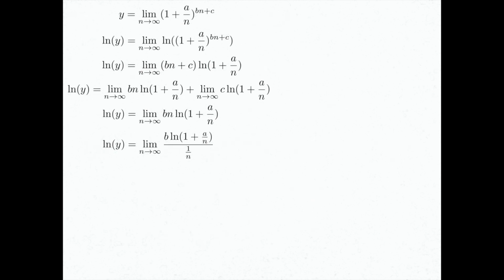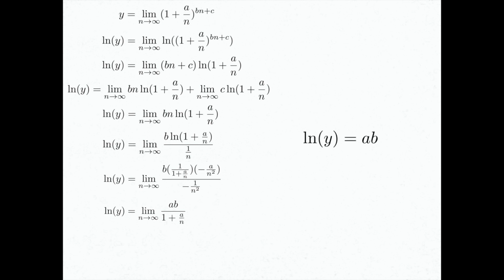Now we can take the derivative of the numerator and denominator to use L'Hopital's rule to end up with this expression right here. Now notice the negative 1 over n squared on the denominator will cancel with the negative 1 over n squared on the numerator that came out of chain rule. This will give us the limit as n goes to infinity of ab divided by the quantity 1 + a/n. Now as n goes to infinity, this denominator just becomes 1, so we have the natural log of y equals ab. Finally, taking e to the power of both sides, we arrive at y equals e to the power ab.